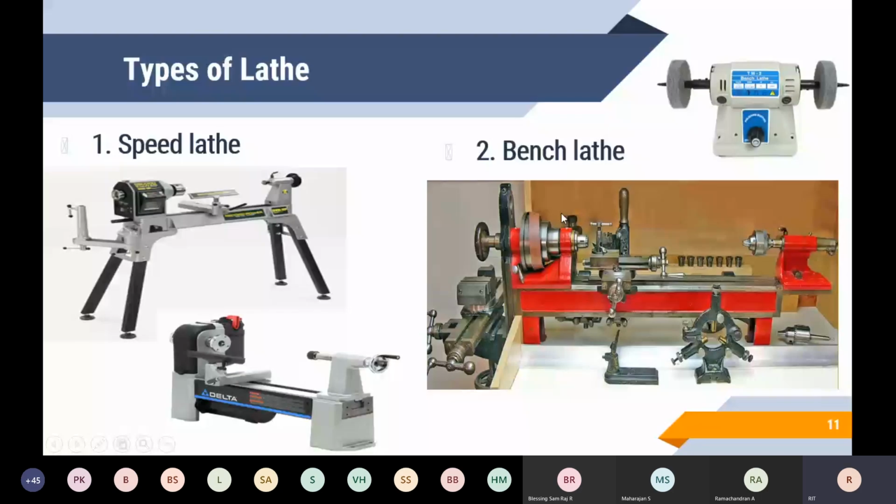And the next one is very formal, the types of lathe. Based on the requirements, we use various types of lathe. Normally speed lathe, bench lathe, engine or center lathe, tool room lathe, semi-automatic lathe, special purpose, and copying lathe. So many types are there. We will see one by one. Very first one is speed lathe. What is that? It's very simple in design. It only has a headstock and tailstock and a very simple supported tool.